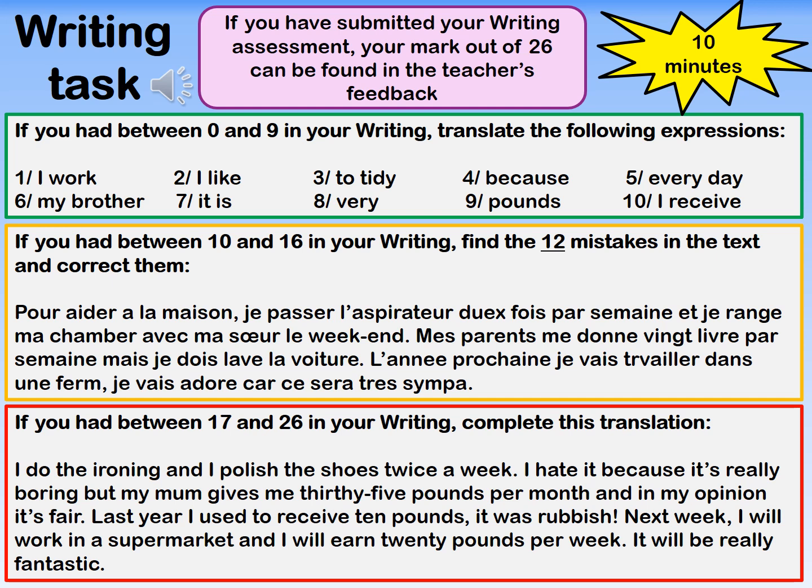If you had a mark between 10 and 16 out of 26, then you need to look at the amber box and you need to look at the text and find the 12 mistakes from that text and correct them. So write the word amber and then write the 12 mistakes with their correction. So for example, if the first mistake is the first word of the text, P-O-U-R, you write P-O-U-R, and if you think that it should have an E at the end, then you write correction, P-O-U-R-E. Okay, so you need 12 of them.